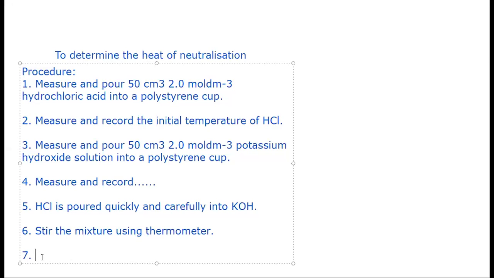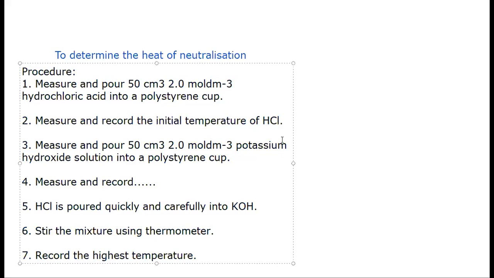Teacher, the highest temperature is recorded. Okay, record the highest temperature. Okay, is that all, everyone? Is that all?